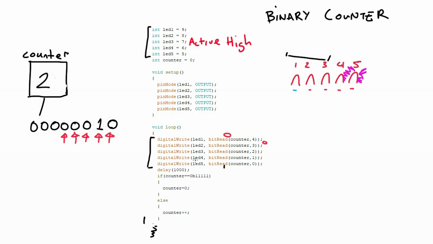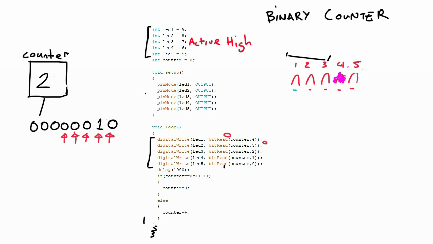However, LED 4, we read our counter and look at bit 1, and we notice that it's a 1. So now this LED will be on. So this LED here is now on, but we look at LED 5 and read bit 0, and this one is off. So you can see that our LEDs match up with our counter.